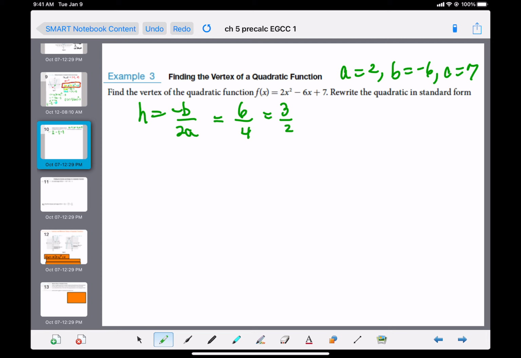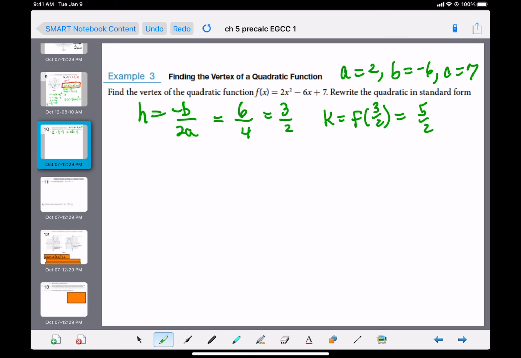Next thing you got to find is the k. The k is just the function, plug in what we just found. So I am going to use a calculator. I am going to put my answer in fractional form. So that's going to be 2 times 3 halves squared, minus 6 times 3 halves, plus 7. So I'm just plugging in 3 halves because I got 3 halves before. And we get, as an answer, 5 halves.